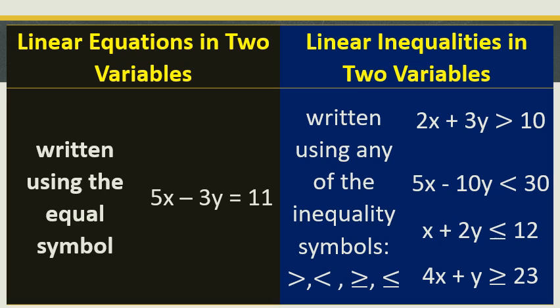Linear equations in two variables are written using the equal symbol. So, this is an example of a linear equation in two variables: 5x minus 3y equals 11.